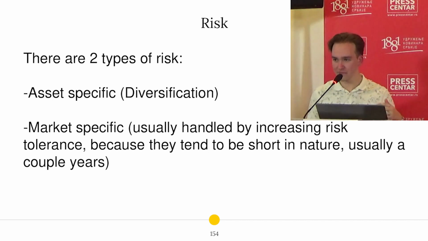So we tend to deal better with market-specific risks by increasing our risk tolerance, because these types of risks tend to be short in nature and usually last a couple of years if there's a recession. 'Usually' is an important word. It's not a guarantee that the stock will ever return, even for whole market indexes. Imagine investing in horse transport, I don't know if that was an index, but 100 years ago, and it never came back, right?